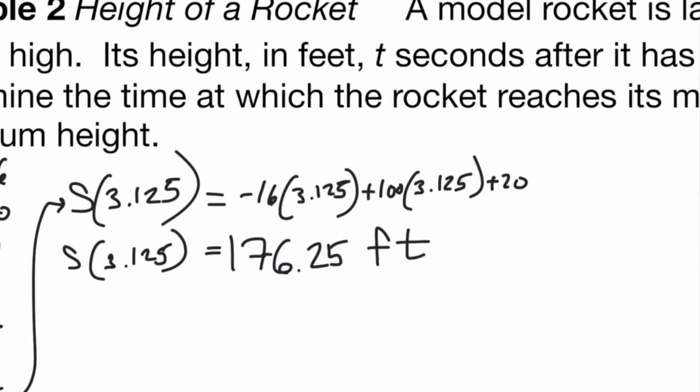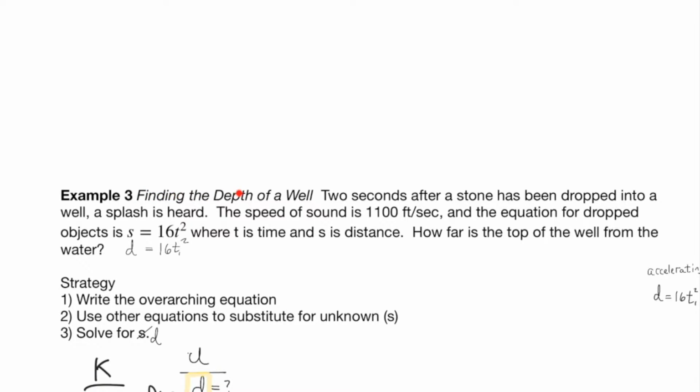At the end of the day, you're going to have to be able to perform the algebra and also perform the task of graphing it, and they should be able to mutually agree on each other, independently. You should be able to do both methods for finding the maximum, both the algebraic and also the graphical part. Example 3, finding the depth of a well.